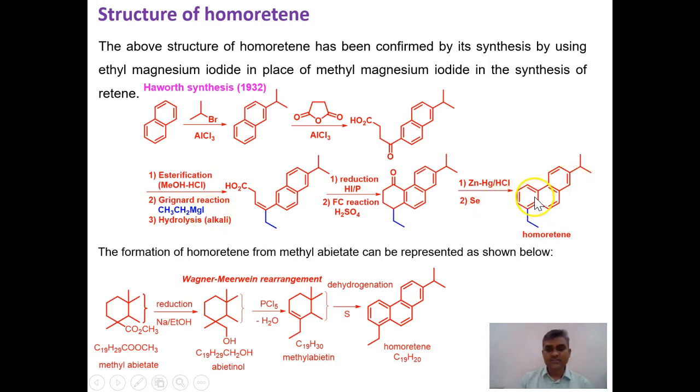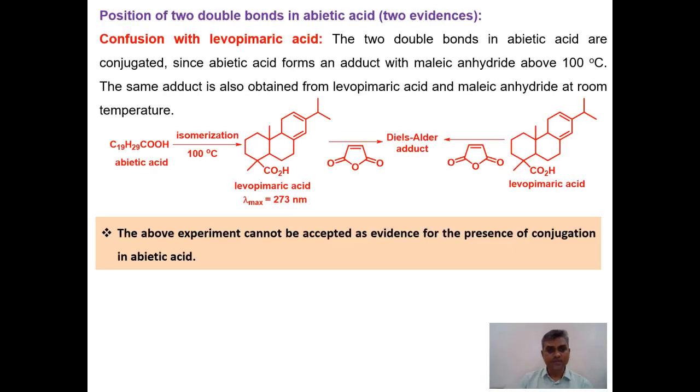Now, if you assume the COOH group at this position, then one can understand the formation of homoretene very easily. Reduction will give us CH2OH, and in the presence of PCl5 it undergoes Wagner-Meerwein rearrangement. We get ethyl here, and this on dehydrogenation will give us homoretene. So in this way, in the phenanthrene skeleton, we have now proved the position of the CO2H group, which is a tertiary carboxyl group.